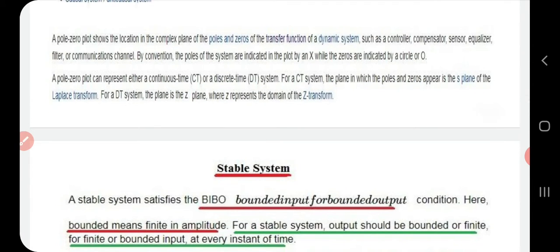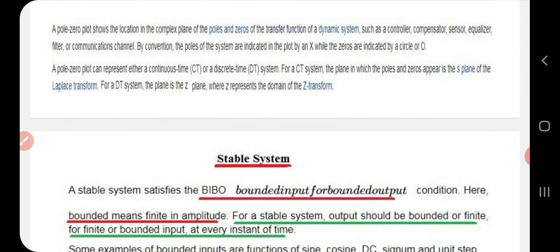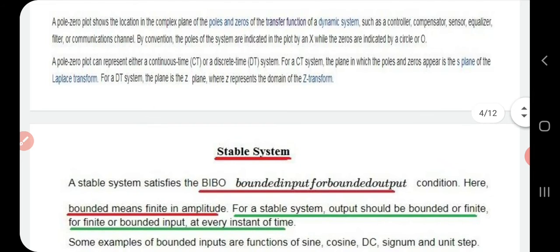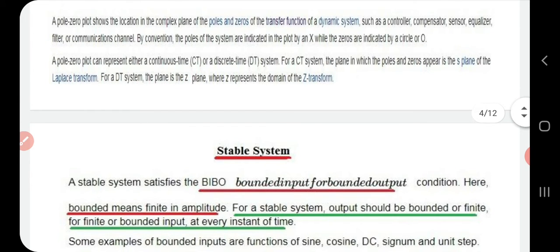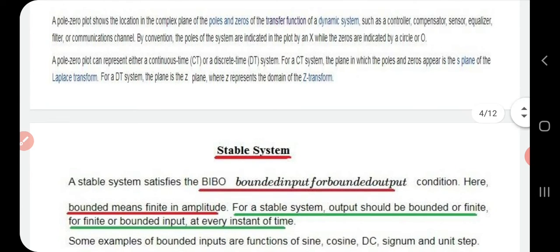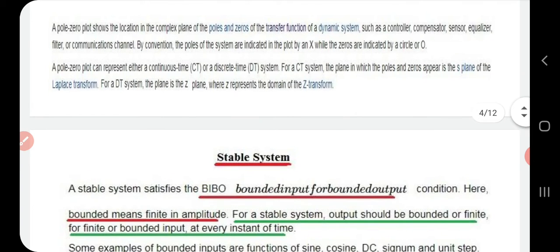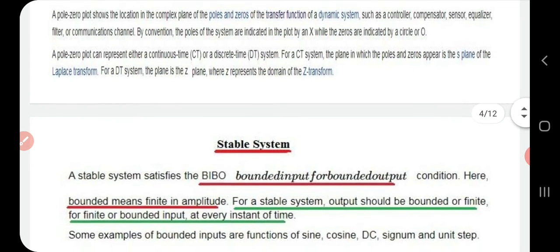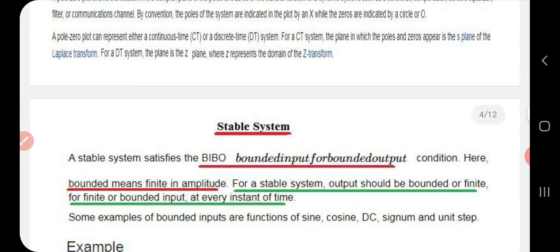Now, a pole zero plot can represent either a continuous time or a discrete time system. For a continuous time system, the plane in which the poles and zeros appear is the S plane of the Laplace transform, whereas for a discrete time system, the plane is the Z plane, where Z represents the domain of the Z transform. Okay, so in continuous time systems, we mainly speak about the Laplace transform, whereas in discrete time systems, we speak about the Z transform.